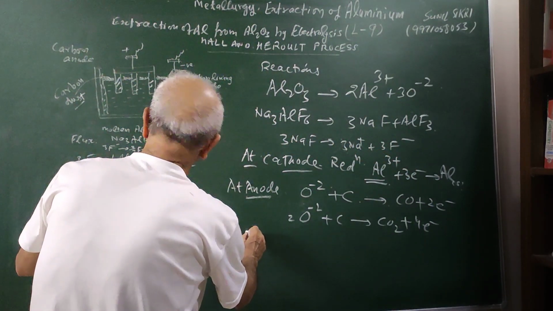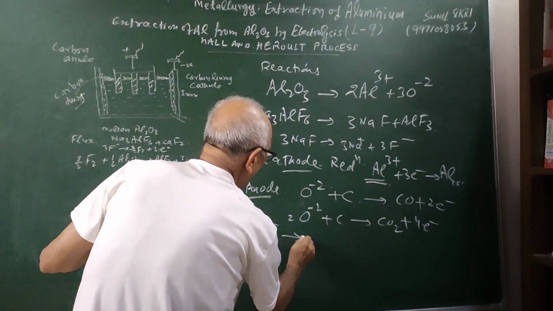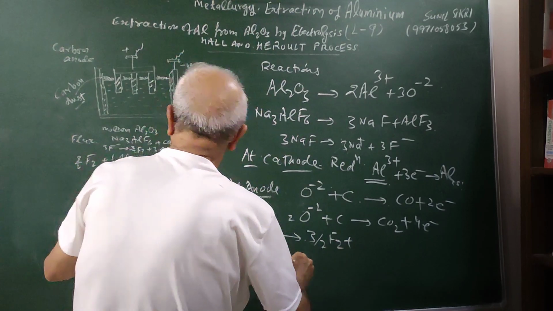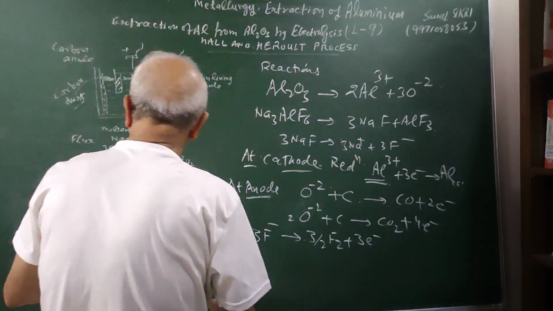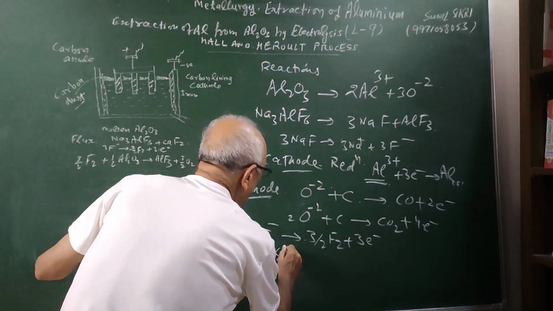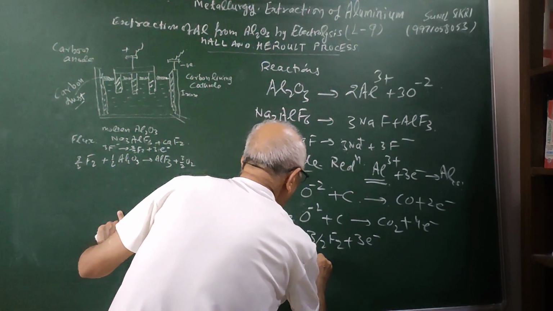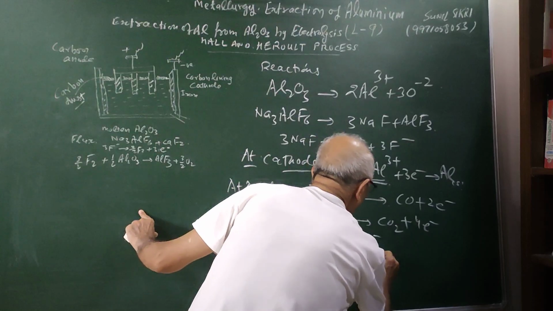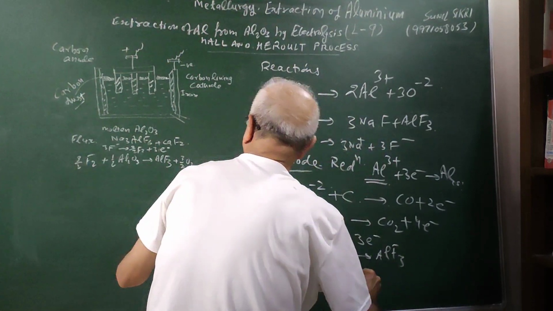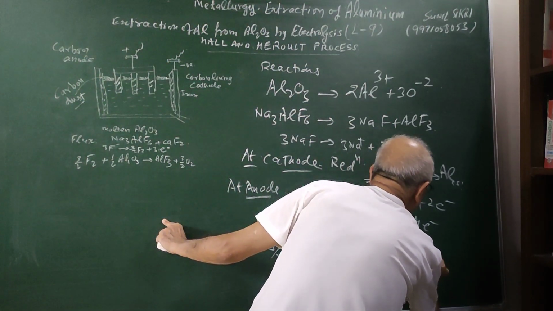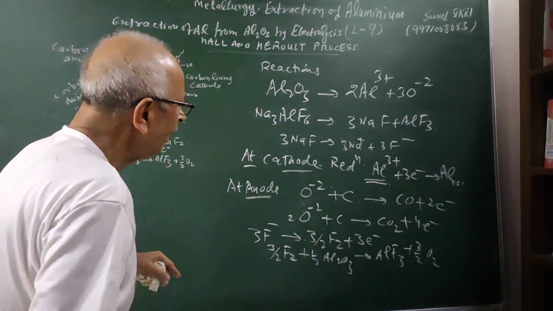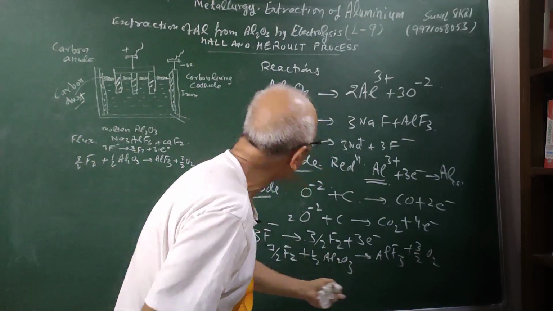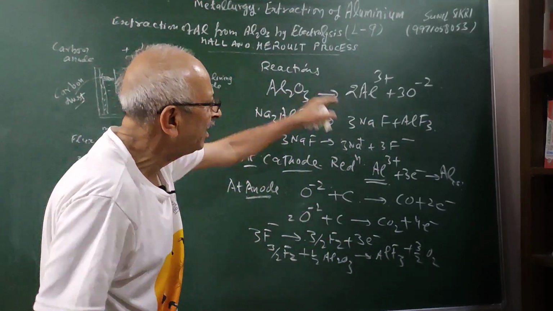And also if I consider 3F-, what happens to that? This will go to 3/2 F2 and 3 electrons. Then this F2 can also react with alumina, which is present, to form AlF3 and 3/2 O2. So you can see the cycle which is going on. You have added this AlF3, which is reproduced in the reaction and can be reused within the cell.